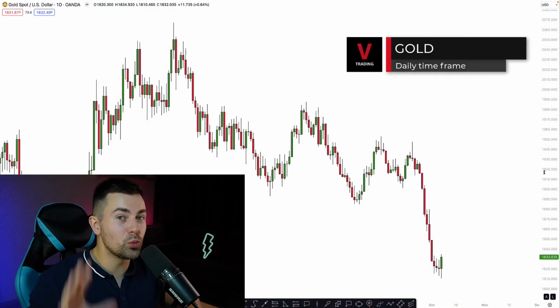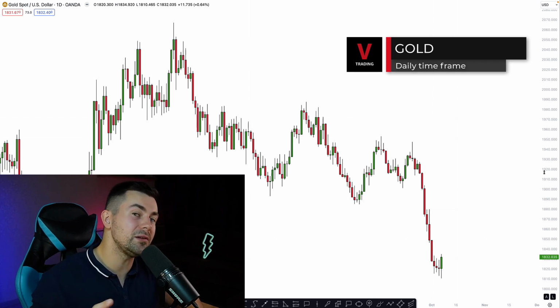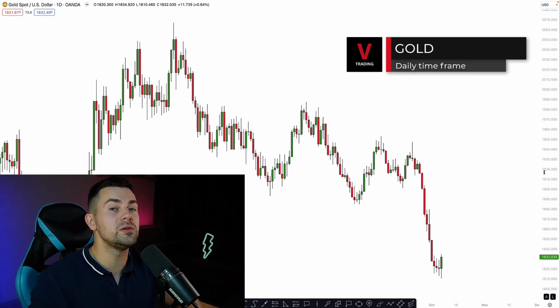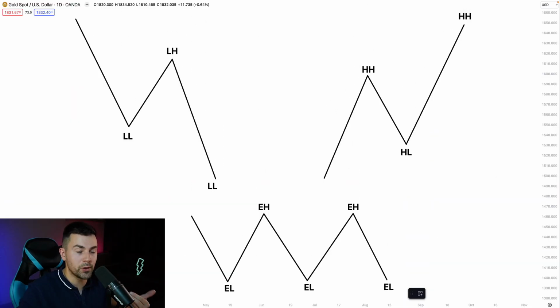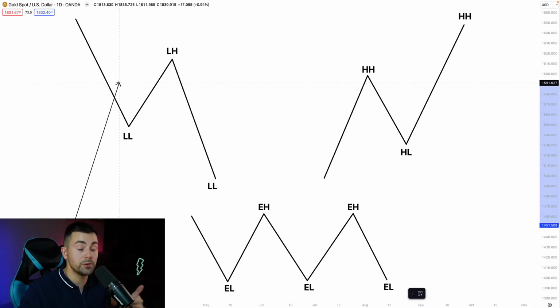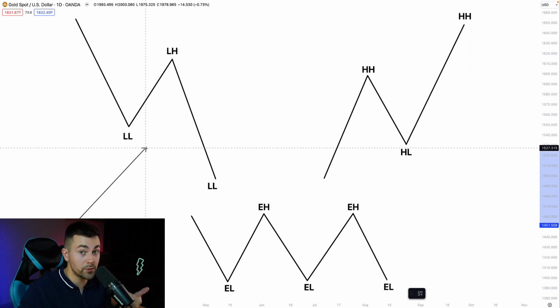Start your analysis with the daily time frame. On a daily time frame, your first task will be to analyze the market trend. And there are three states of the market trend. The market can be bearish. In a bearish trend, the market sets lower lows and lower highs.